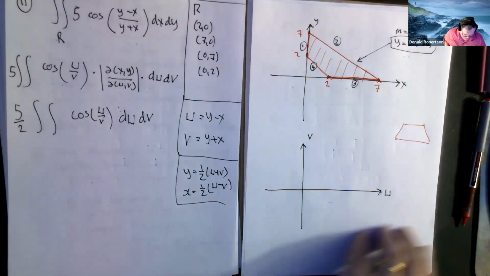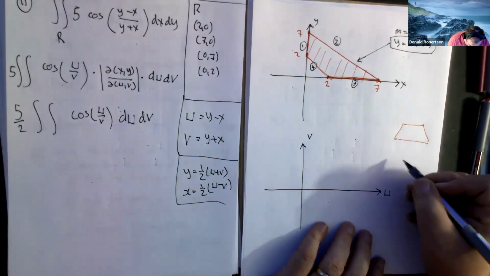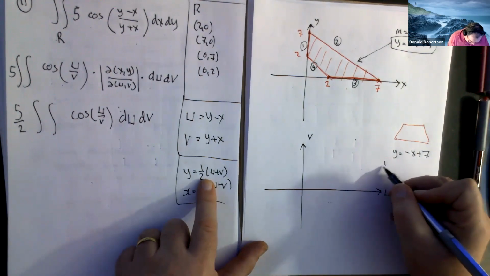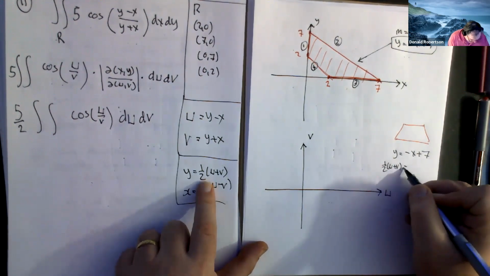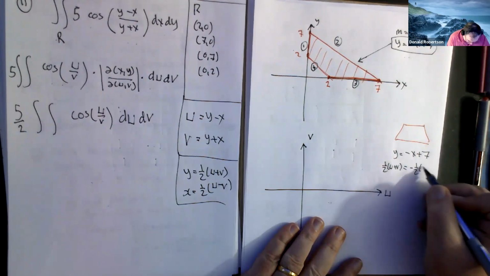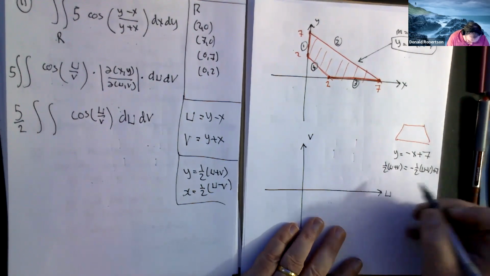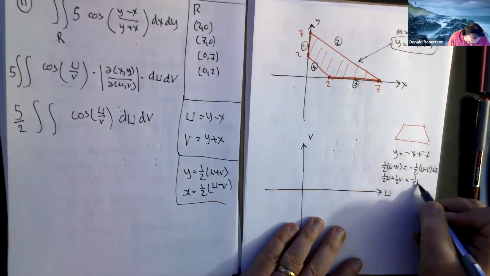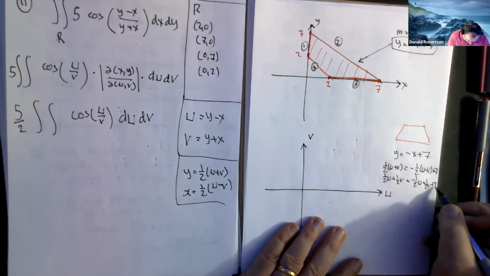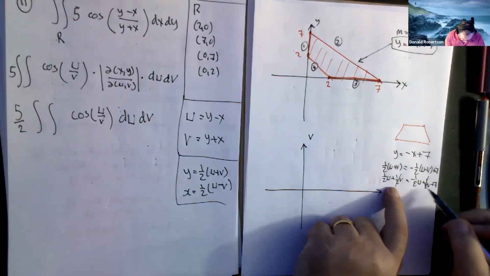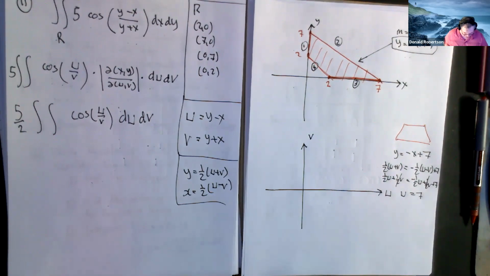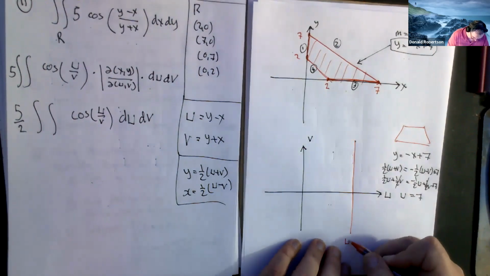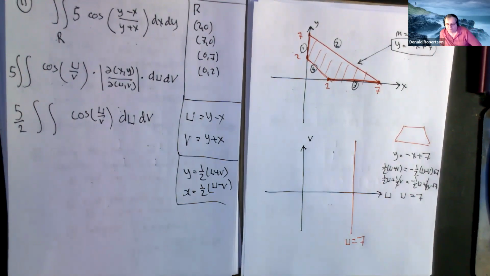Okay. Then let's find out what it looks like in UV space. y is -x add 7. So 1/2 (u plus v) equals -1/2 (u minus v) plus 7. So a half u plus a half v equals minus a half u plus a half v add 7. Those terms kill each other off. You end up with u equals 7. Ah, we have u equals 7, which is basically a horizontal line. A vertical line, I should say.